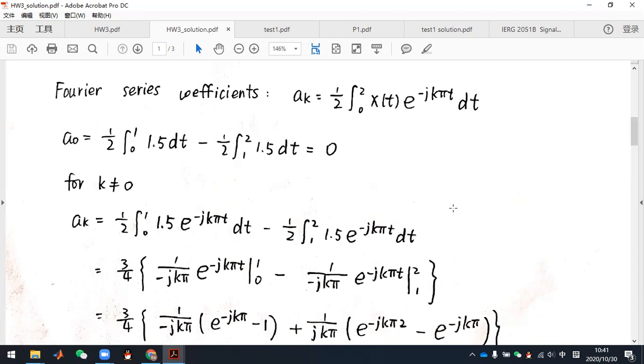I see someone asked, do we need to consider k is equal to 0 in question 2 later? I will explain it later.